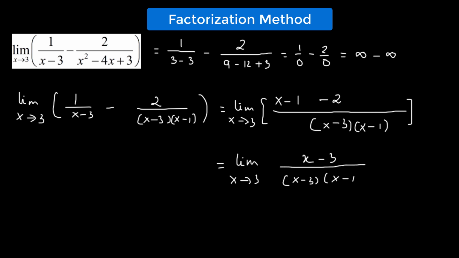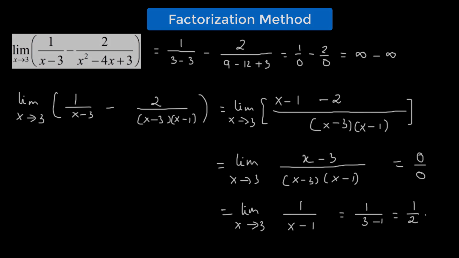If we do a direct substitution, we have 3 minus 3 in the numerator, and we also have an x minus 3 in the denominator. So this will give a 0 over 0 form. So that means we have to factor out x minus 3 from both the numerator and the denominator. So that leaves us with a limiting value of x going to 3. We have 1 divided by x minus 1, and we substitute the value of x. So we have 1 over 3 minus 1, which gives us a limiting value of half.